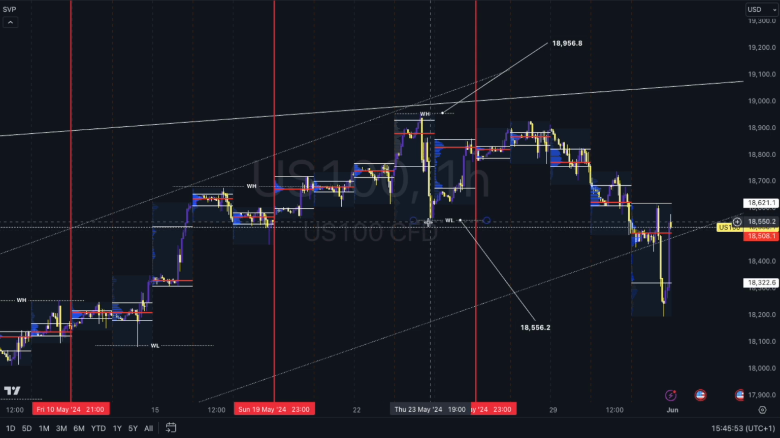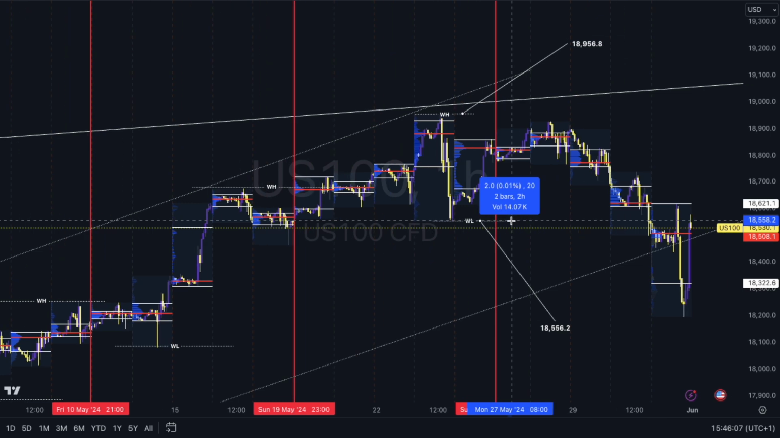So last week I basically said that I believe the market had a high probability of coming down as opposed to going up, right? I believed it was going to close below the weekly low, and it did. We got that move on the Thursday.